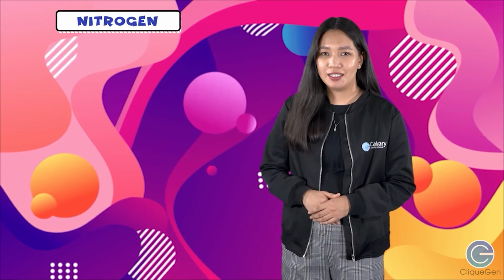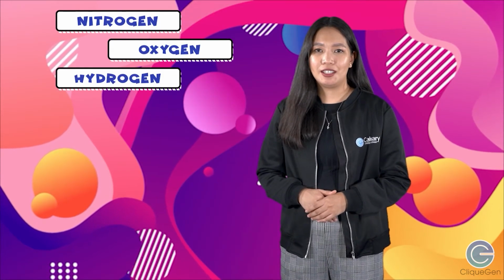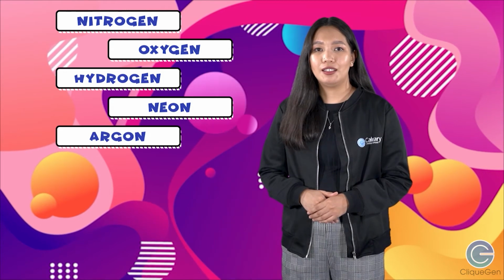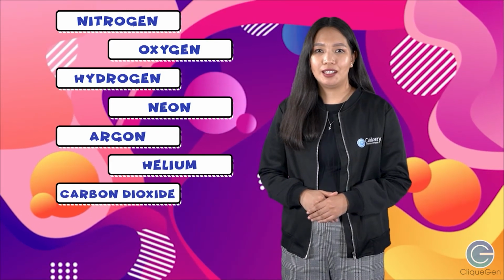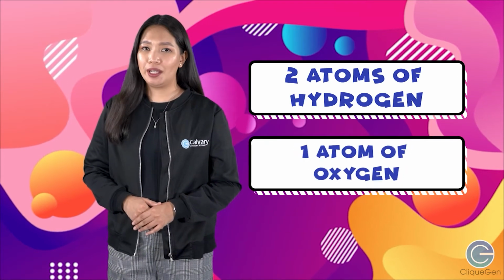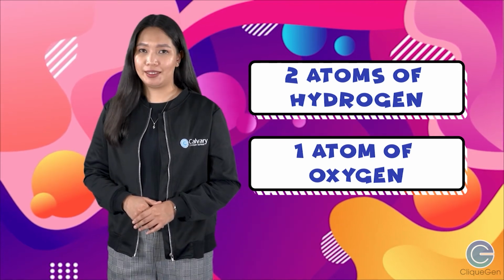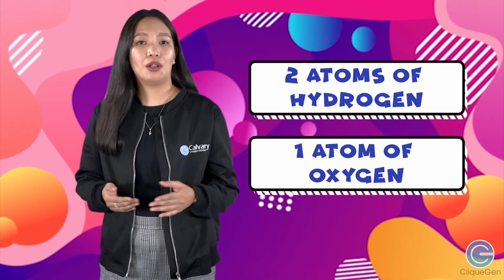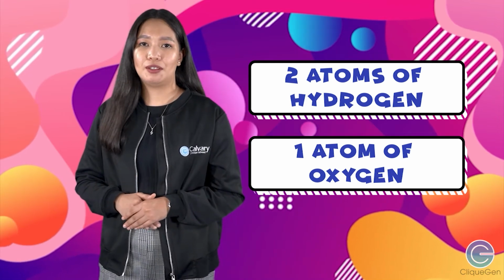Air is an example of mixture. It is a mixture of several gases such as nitrogen, oxygen, hydrogen, neon, argon, helium, carbon dioxide, water vapor, nitrous oxide, and others. These gases are not chemically combined. Next is water. It is a pure substance that is composed of two atoms of hydrogen and one atom of oxygen that are chemically combined. These two elements present in water cannot be separated by physical means.